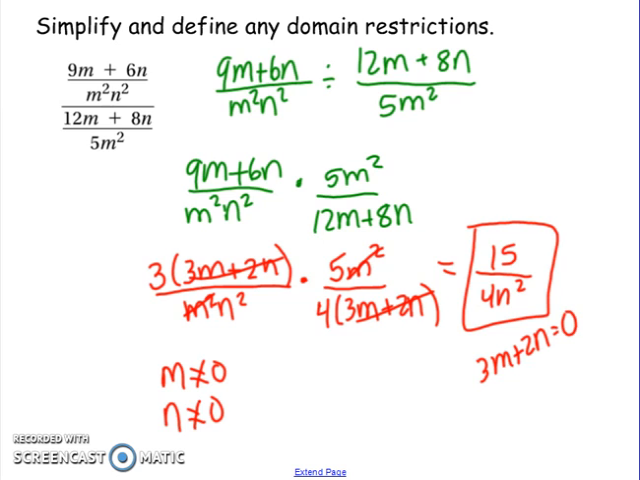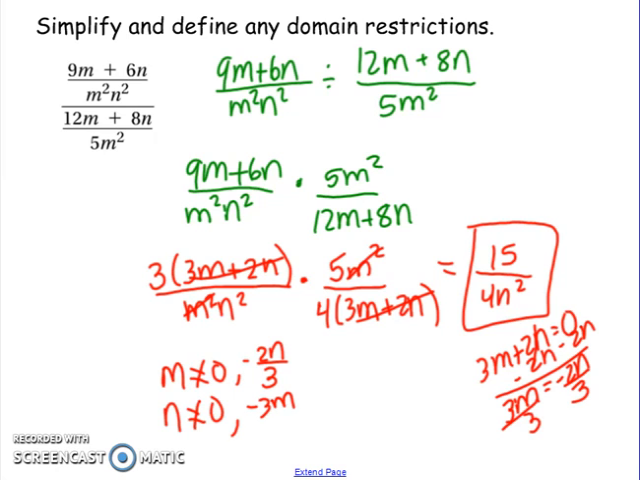If I solve it for m, I'm going to subtract the 2n. So 3m equals negative 2n, and then I'm going to divide by 3. So m cannot equal negative 2n over 3. And then when I solve the same thing for n, I'm going to get that n cannot equal negative 3m over 2.